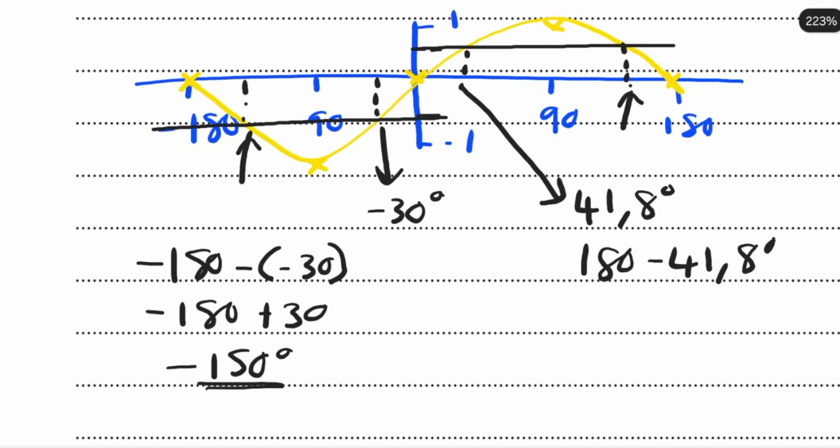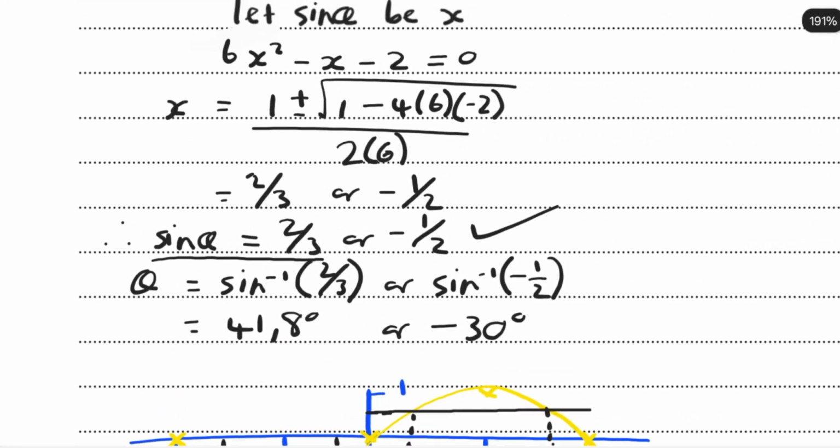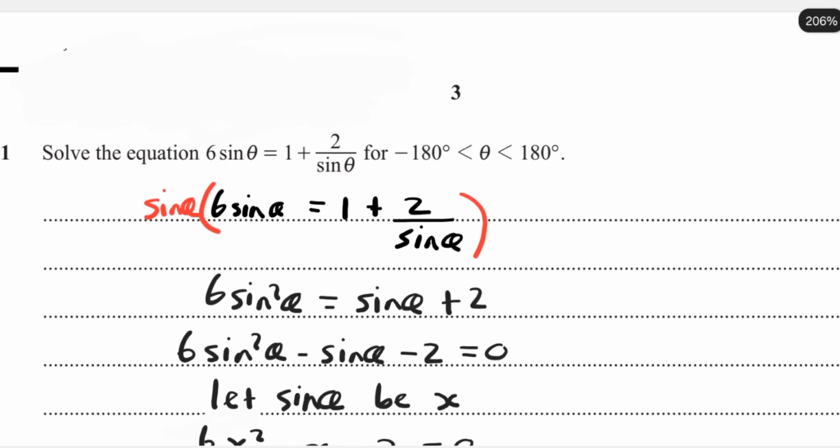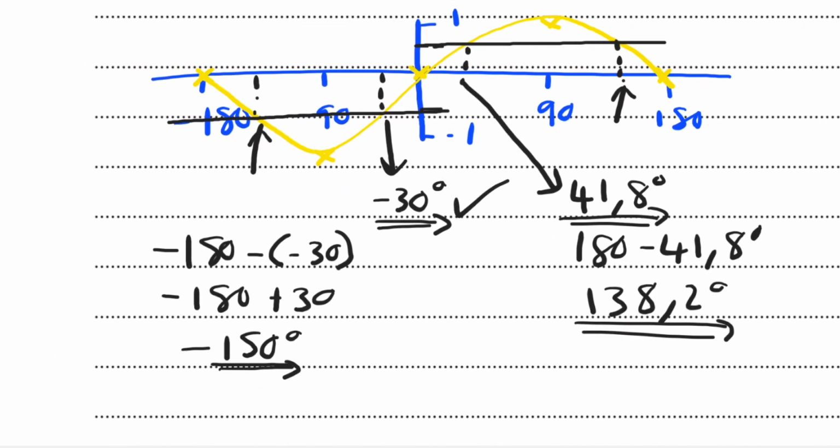So our four answers will be minus 150, minus 30, 41.8, and 138.2. From here we are just left with checking the given range for the values of theta. We're starting at minus 180 being less than theta, and theta being less than 180, and we can see that all our values fall under that range. So all four will be taken in. That's how we get the four answers.